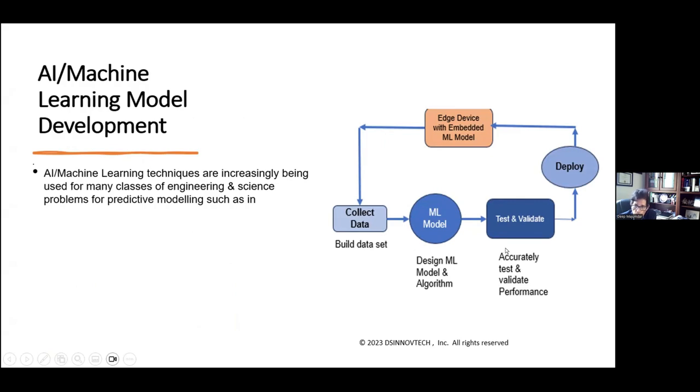Once you have the trained model, you further test and validate it with another set of data that you know is correct. Once it is validated, only then can you deploy it. You can use it for prediction through an edge device, with some kind of embedded machine learning model that you embed in the edge device to predict something there.